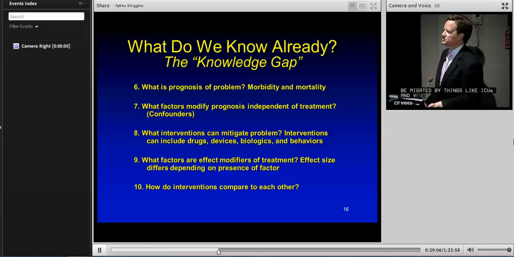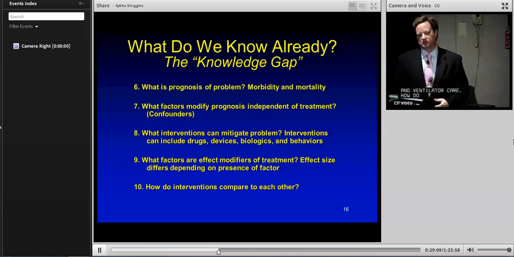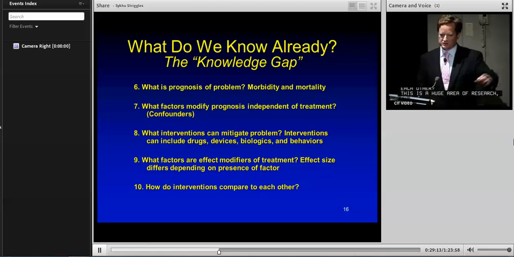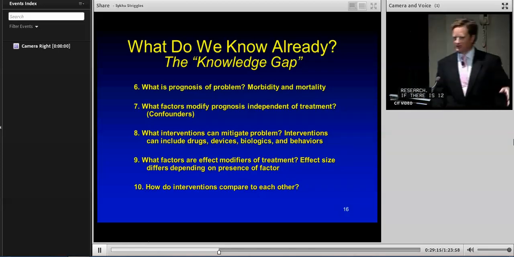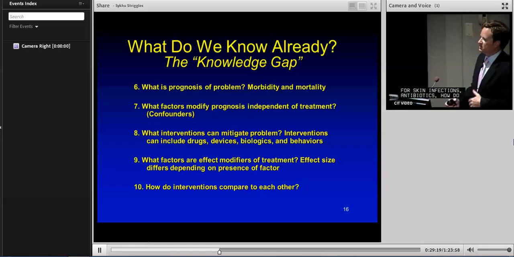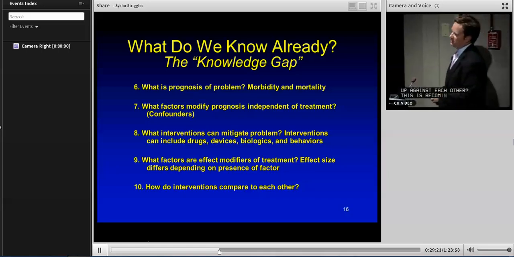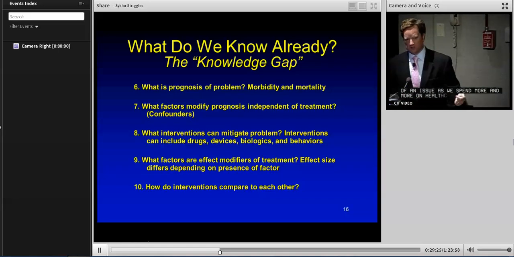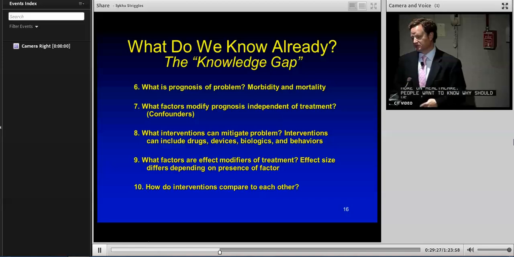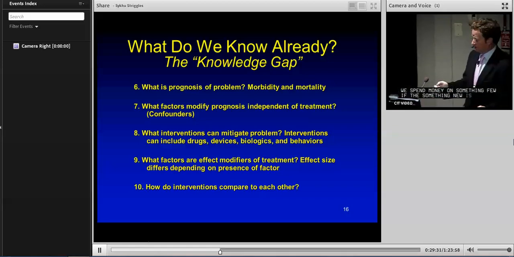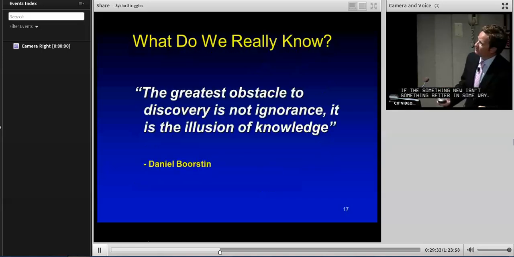And then, how do interventions compare to each other? This is a huge area of research now in what's called comparative effectiveness research. That is, if there's 12 different drugs approved for skin infections, antibiotics, how do they stack up against each other? And this is becoming more and more of an issue as we spend more and more on healthcare. People want to know, why should we spend money on something new if the something new isn't something better in some way? And so people are really looking into this issue of comparative effectiveness.